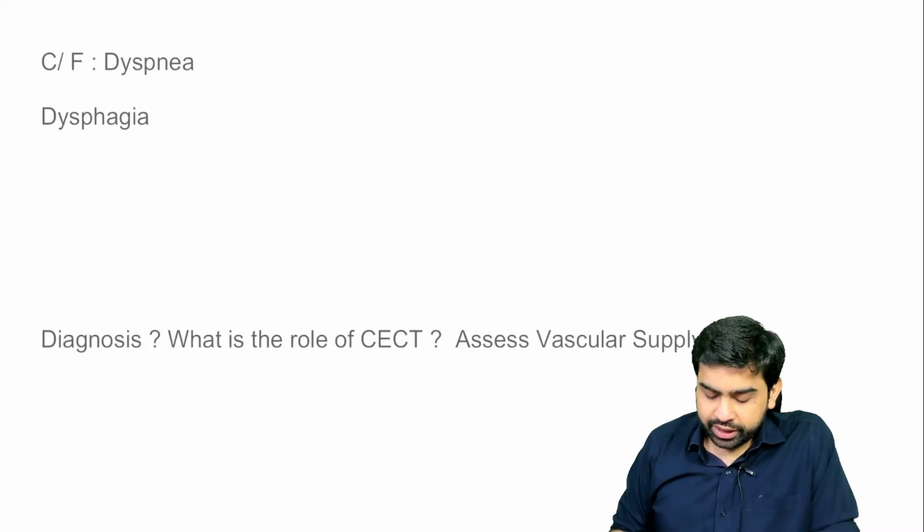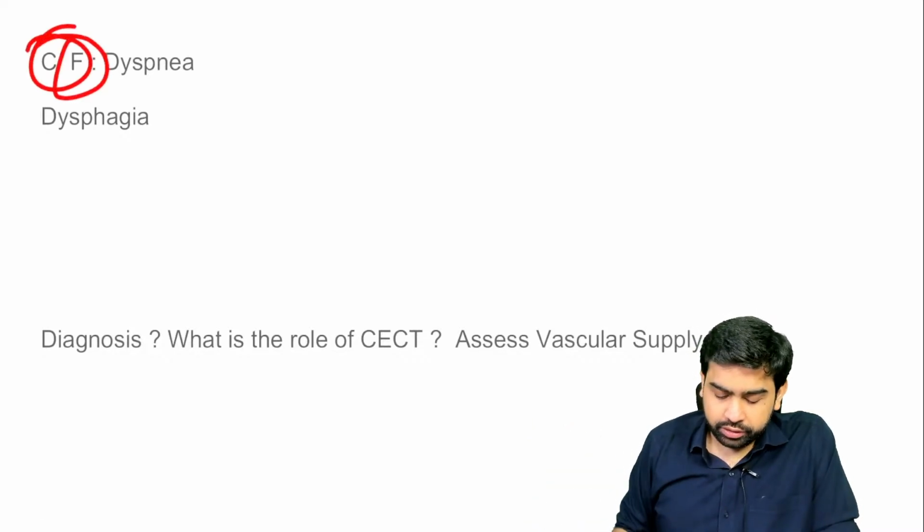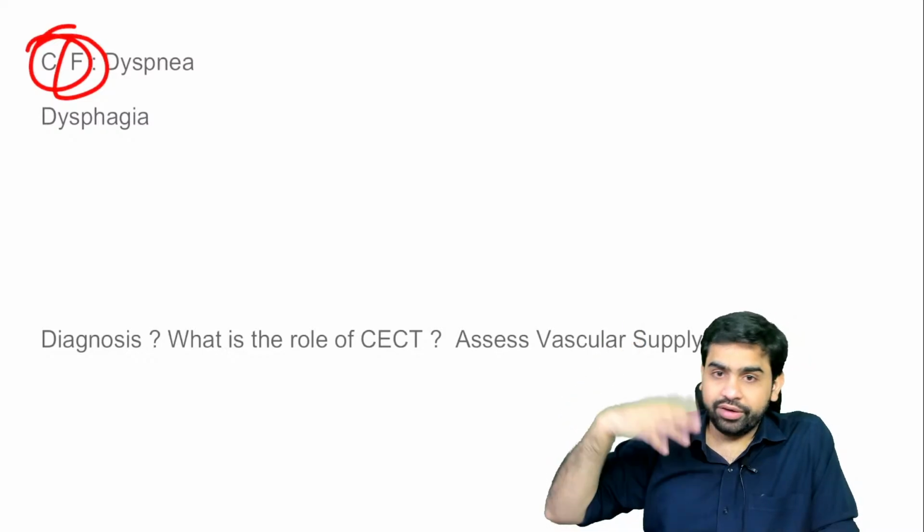Okay, what about the clinical features? So yes, because of this particular goiter, there's going to be compression on the trachea and the esophagus and everything.